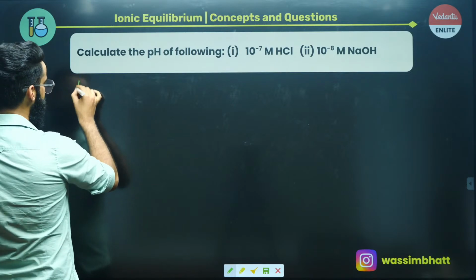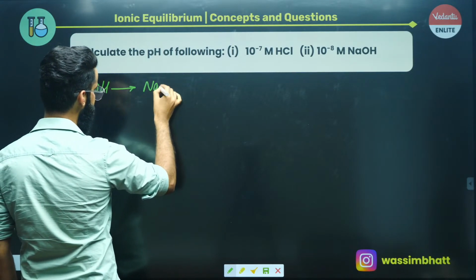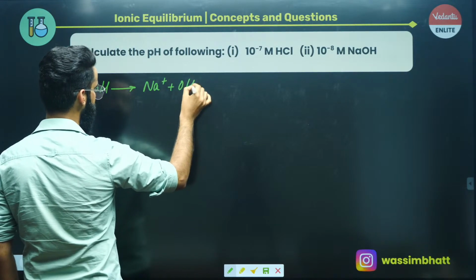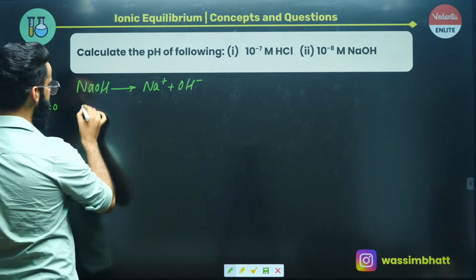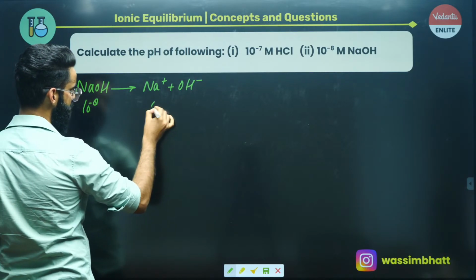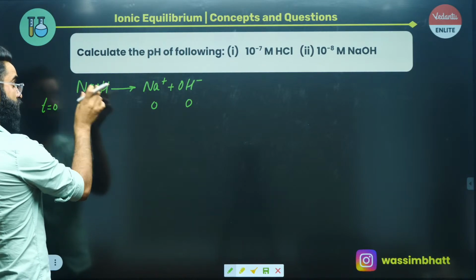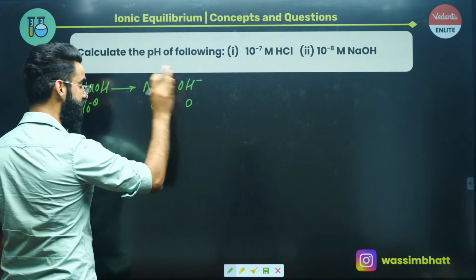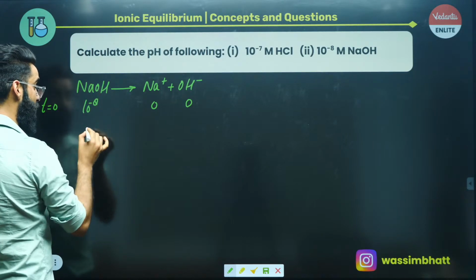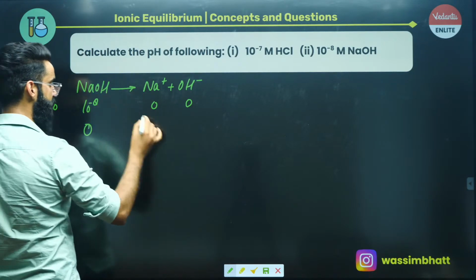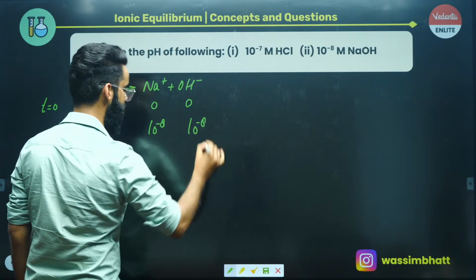See, guys, you have got NaOH, a strong base, so it is going to get completely converted into its ions, and its ions are Na positive aqueous plus OH negative aqueous, right? At time t equal to 0, initially, the concentration of NaOH is given to me as 10 raised to the power minus 8 molar. The ions are 0, right? Since it's a strong base, it's a strong electrolyte, it would get completely dissociated into its ions, so the concentration of NaOH left is going to be 0. 1 mole gives 1 mole, so from 10 raised to the power minus 8, you get 10 raised to the power minus 8.